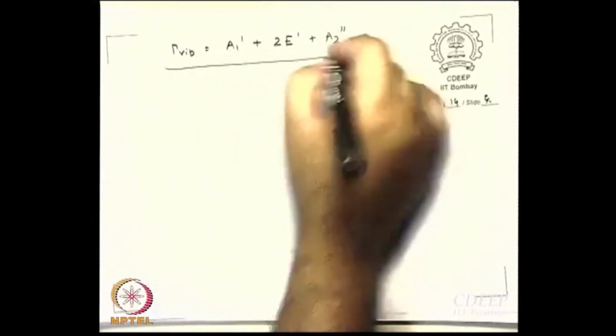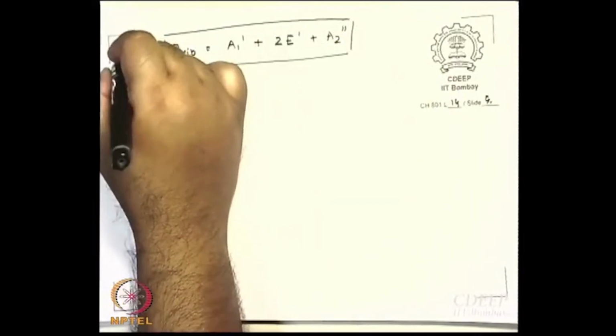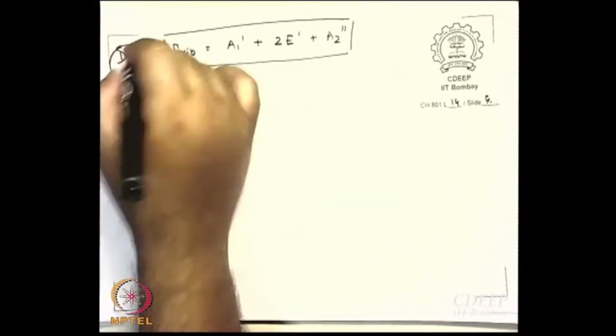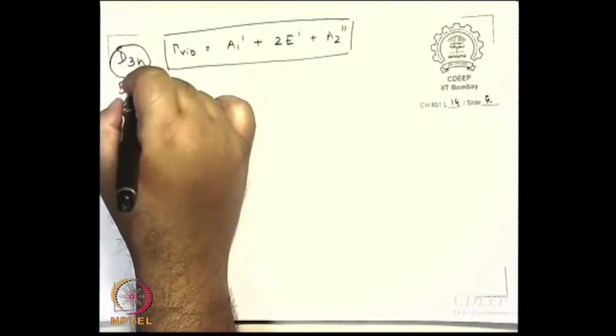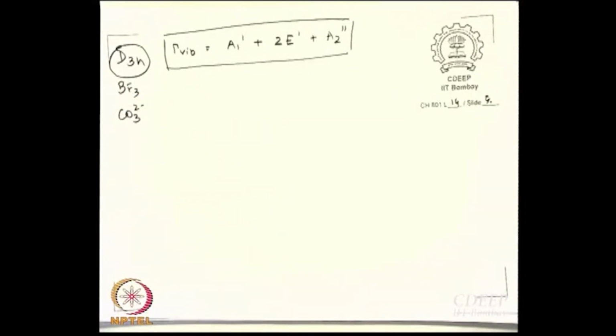Okay, you got this? For what? For D3H. Not only for D3H, for something like BF3, CO3, what is CO3 2 minus, so on and so forth. Alright. So, you think you can get it using the formula I wrote? Let us see, we will take some other molecule also, but let us proceed further.